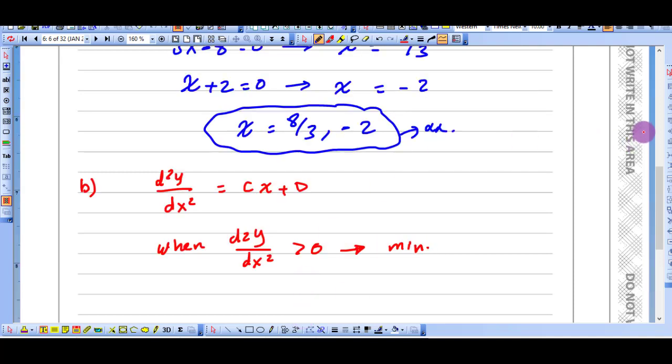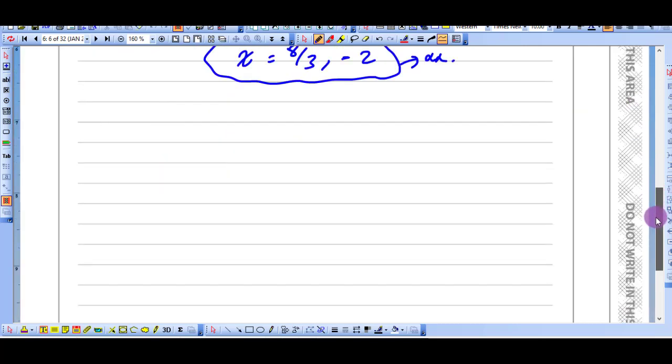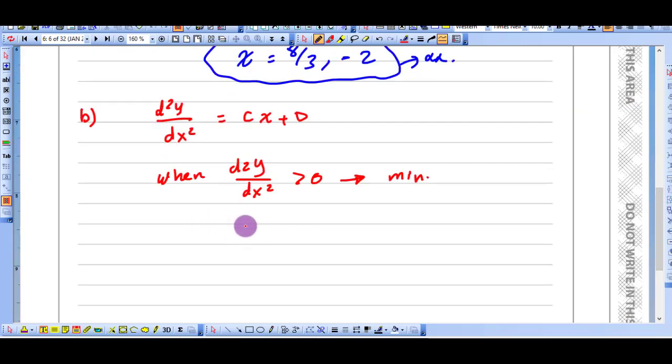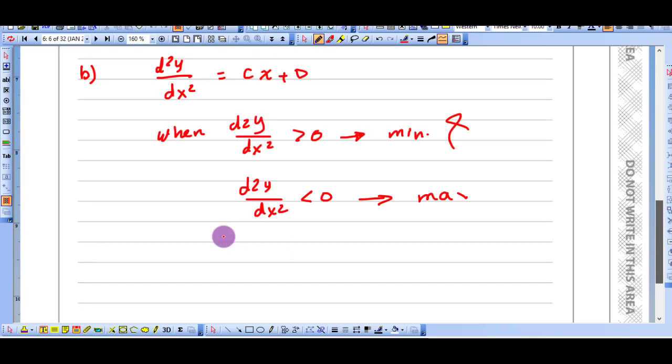And when d2y by dx squared is less than 0, it means maximum. This is 1 mark, both parts. Now let us start. We have x is equal to 8 over 3.